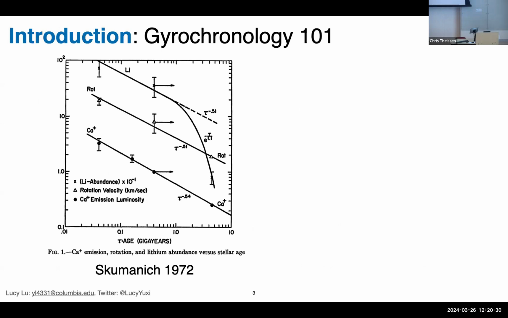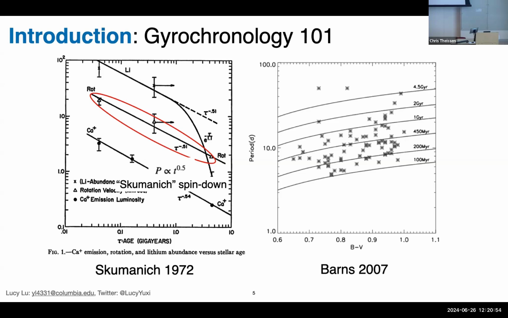So in order to talk about gyrochronology, I have to show this plot by Skumanich 1972, in which he discovered that lithium, rotation velocity, and activity all decrease with age. Gyrochronology is based on the fact that the rotation period of a star increases as the square root of age. That's what we call the Skumanich spin-down law. Based on this principle, Sidney Barnes developed gyrochronology, in which if you have a field star with a rotation period and color, you can use these gyrochronology isochrones to age-date these stars.